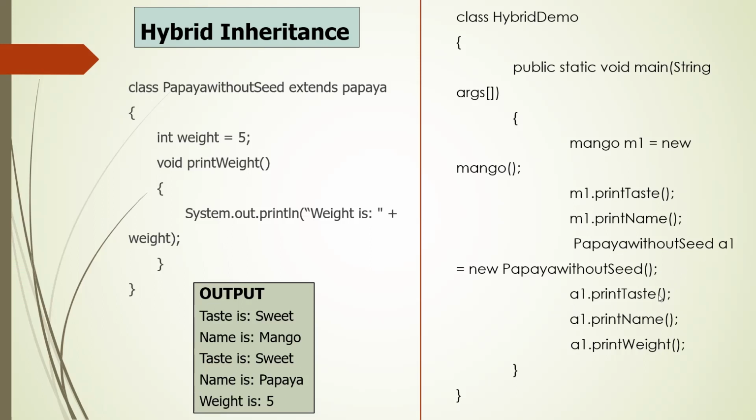If we call the methods using the A1 object, print taste of will print taste is sweet, print name of will print name is papaya, and print weight of will print weight is 5.